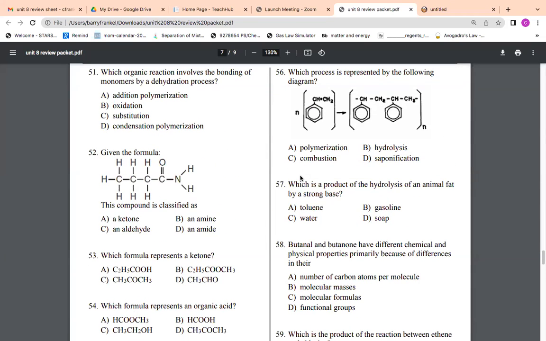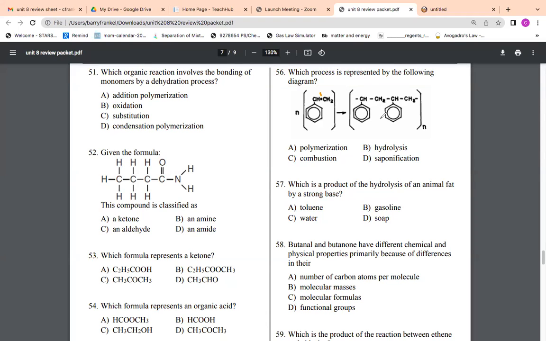Number 56, which process is represented by the following diagram? So right here, I see this little piece, and I also see a double bond right there. On the other side of my arrow, on the product side, I don't see any double bonds. It means that those double bonds were broken.